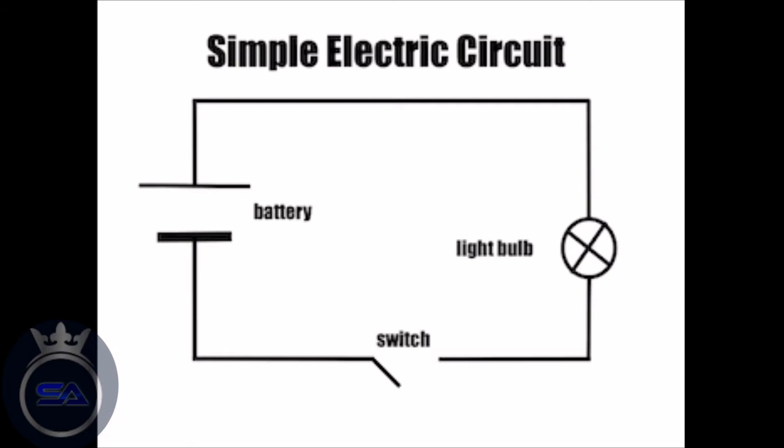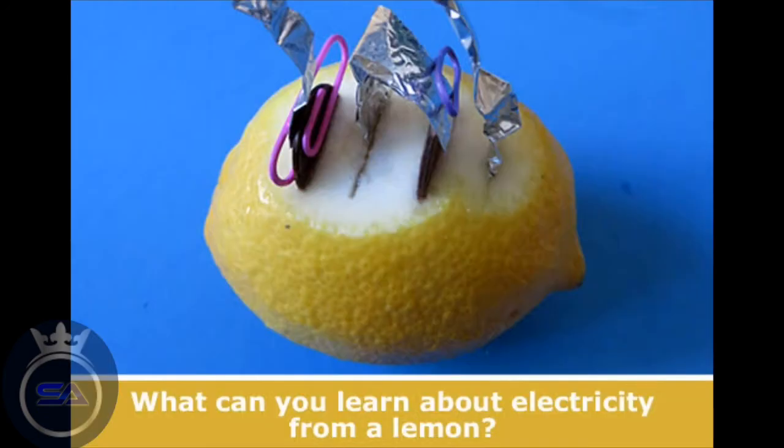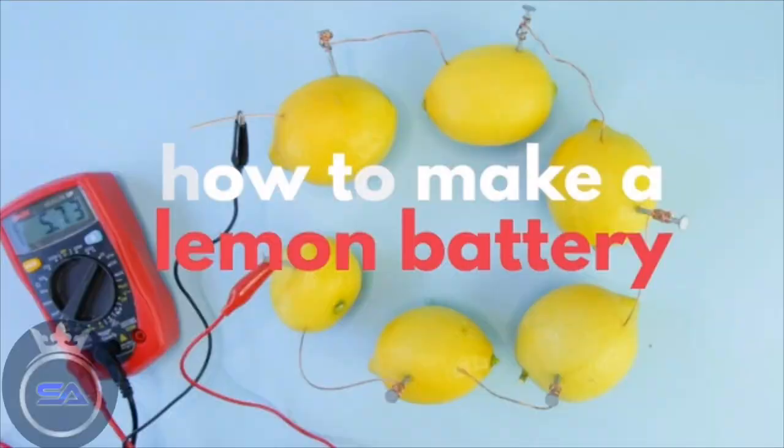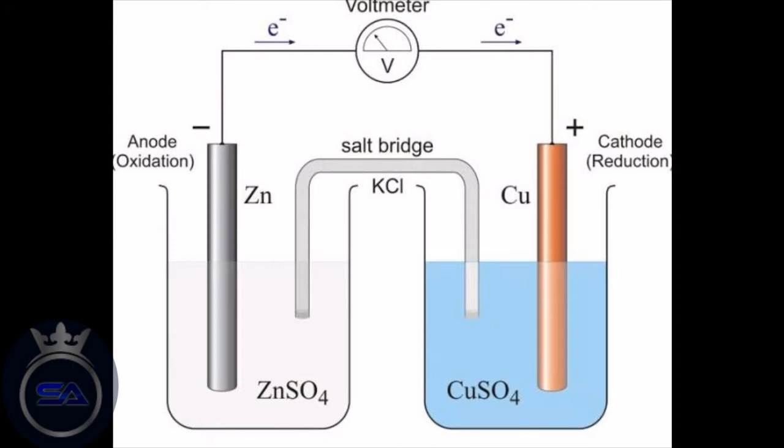We have built our own cell to explore how it works. A chemical reaction occurs between the lemon and the metal sheets. Hence, this type of cell is called an electrochemical cell. An electrochemical cell can usually produce a small amount of electricity for a short period of time.